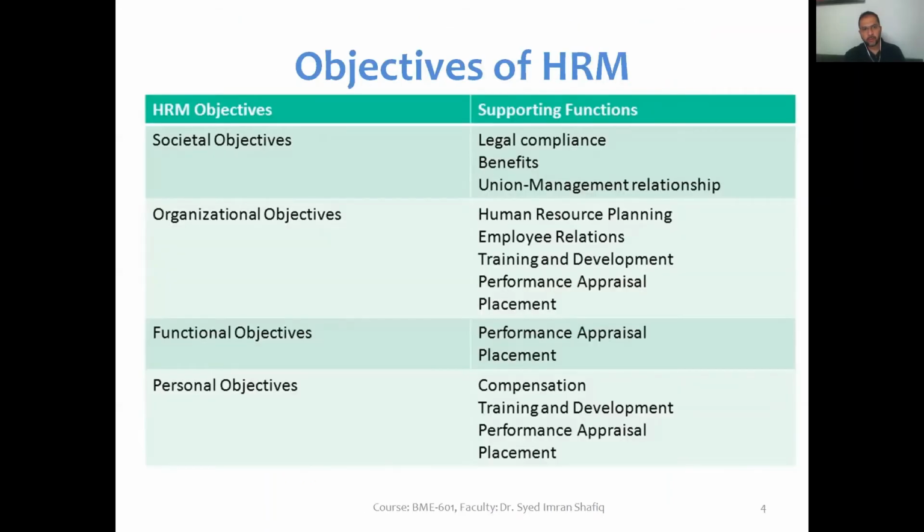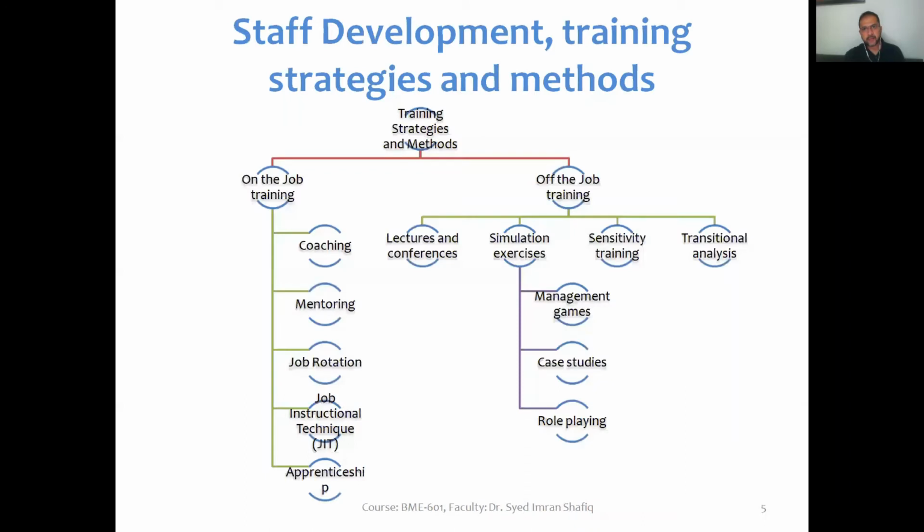So in order to achieve all these objectives, what HRM do, they have certain strategies. So the next topic is staff development, training strategies and methods. So in this section, we will discuss about the various strategies or methods that HRM uses to achieve the objectives that we have discussed.